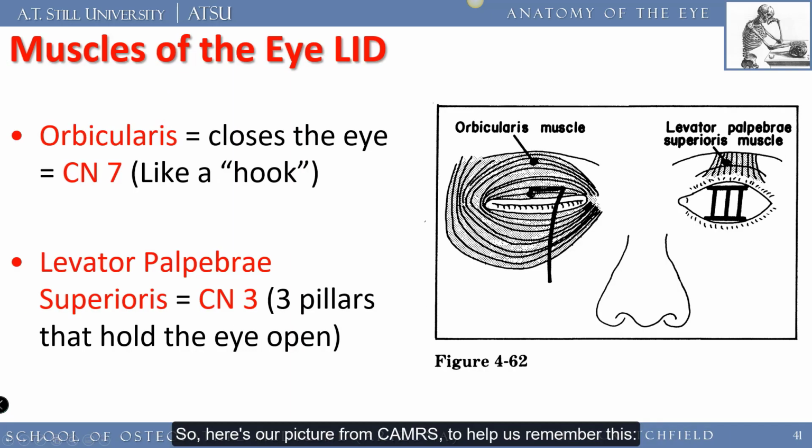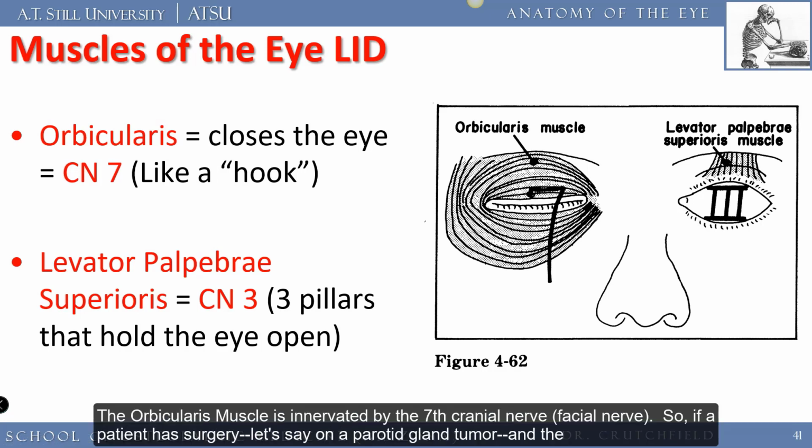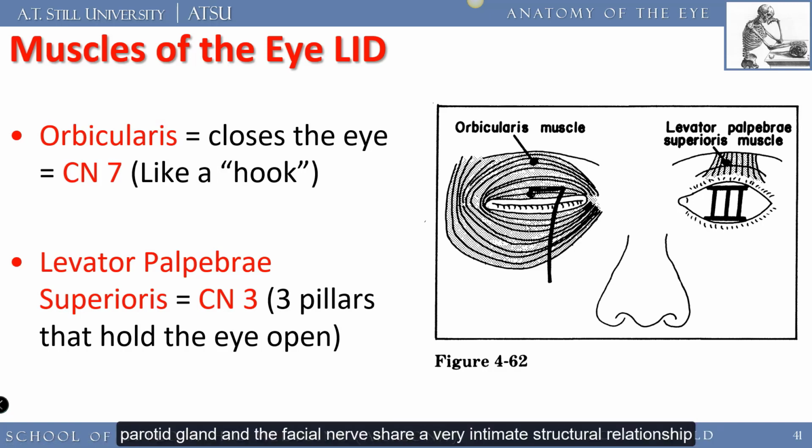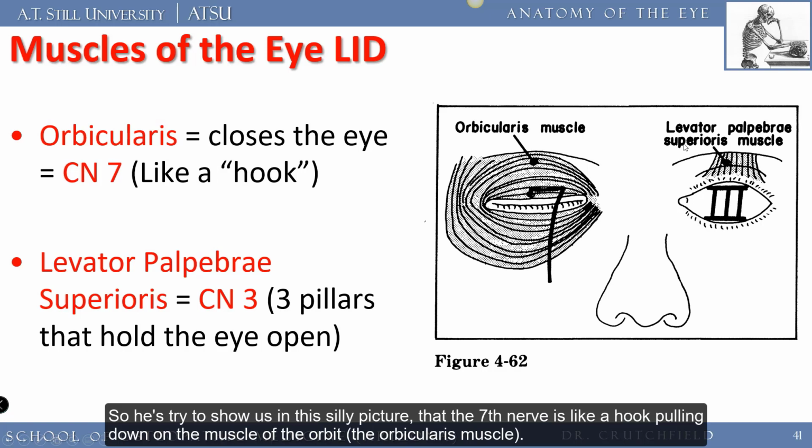So here's our picture from Clinical Anatomy Made Ridiculously Simple to help us remember this. The orbicularis muscle is innervated by the 7th cranial nerve. So if a patient has surgery, let's say on a parotid gland tumor, and the parotid gland and the facial nerve have a very intimate relationship, and a branch of the facial nerve is damaged, this can result in the patient having an inability to completely close their eye. So he's trying to show us in this silly picture that the 7th nerve is like a hook pulling down on the muscle of the orbicularis muscle.